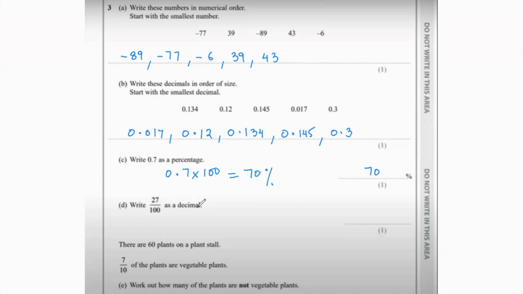Then write 27 over 100 as a decimal. That's going to be 0.27. Remember, every whole number has a decimal at its end, whether we write it or not. So the 27 over here is the same as 27.0. Since 27 is being divided by 100, and 100 has 2 zeros, we move the decimal 2 places to the left. And when you move it 2 places to the left, 27 over 100 becomes 0.27.